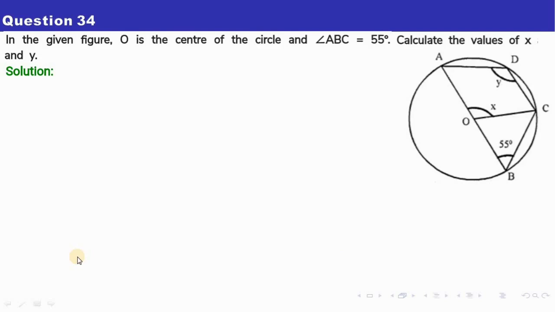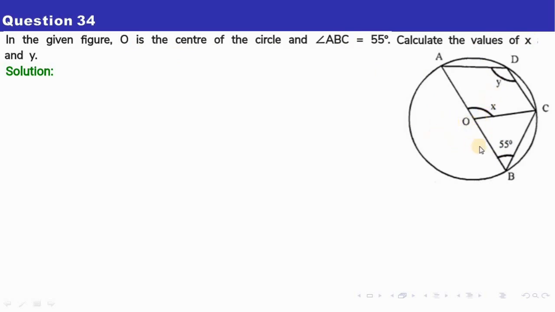Okay, let's move on to the fourth question of the day. So question C is, in the given figure, O is the center of the circle, and angle ABC is given as 55 degrees. So we need to calculate the values of X and Y. All right, so let us begin with the sum.